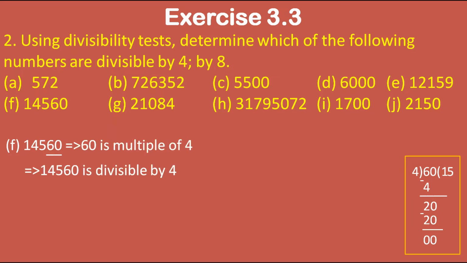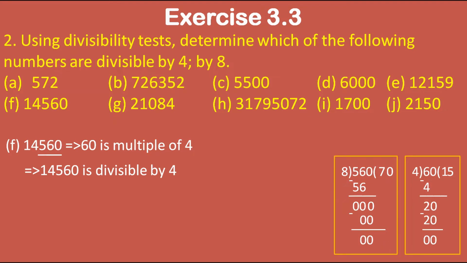Okay. Now let's check the number formed by last three digits, that is 560. Let's divide it by 8. 8 sevens are 56. 56 minus 56, 0. 0 came down. 8 zeros are 0. As we are getting here 0 as a remainder, the number is divisible by 8.